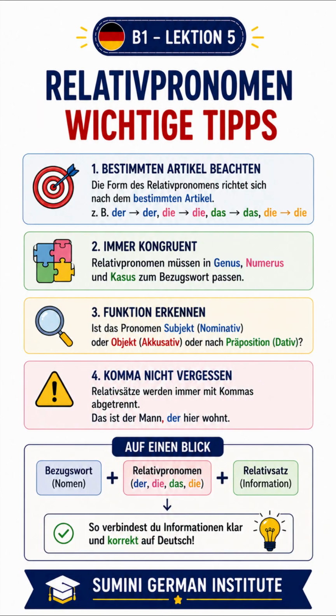Let's review some important rules. Rule number 1, the relative pronoun must match the noun in gender and number. Rule number 2, the case depends on its function inside the relative clause. Rule number 3, never forget the comma. Example, das ist der Mann, der hier wohnt. The relative clause is always separated by commas. This is extremely important in German writing and German exams.